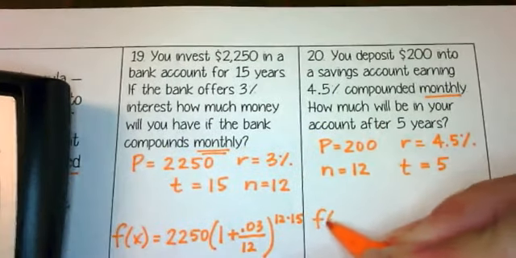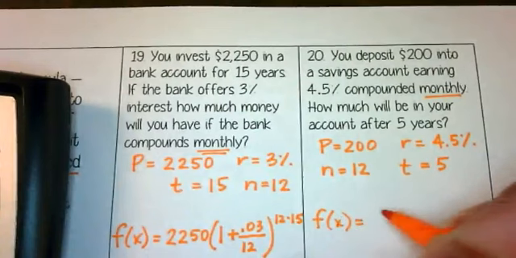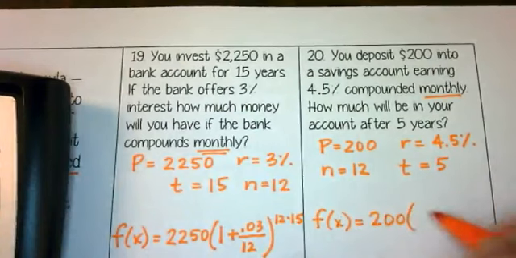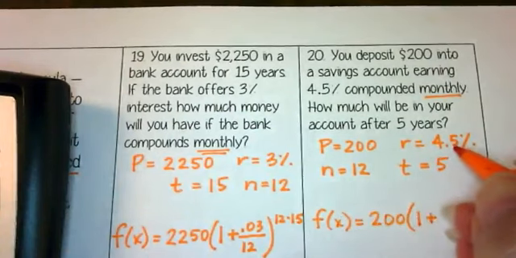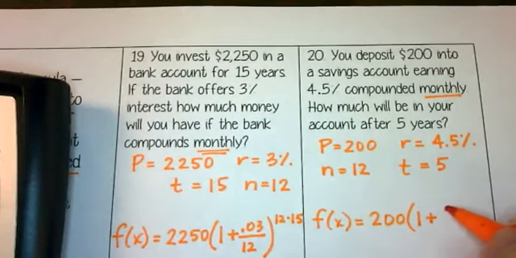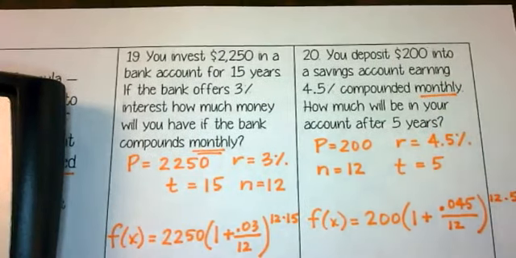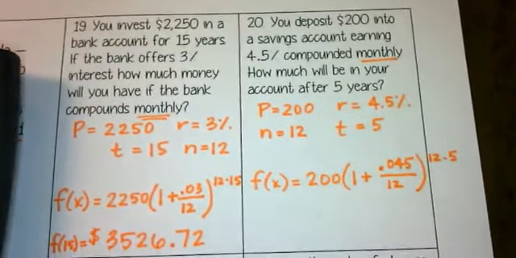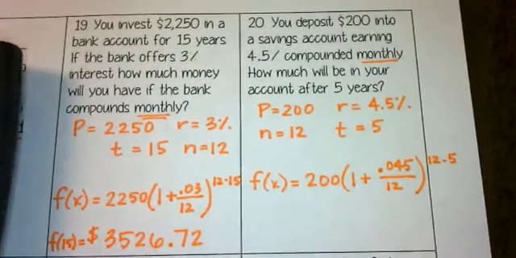So for our equation, we have 200, 1 plus. Now remember, we have to change this into a decimal, so it's going to be 0.045 over 12. And then our exponent is going to be 12 times 5. So in 5 years, there will be 60 months.